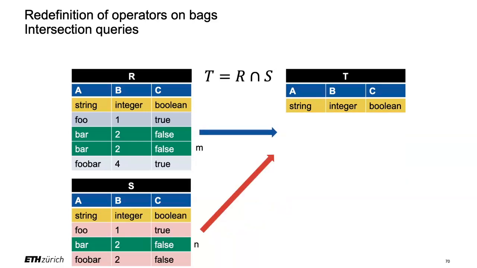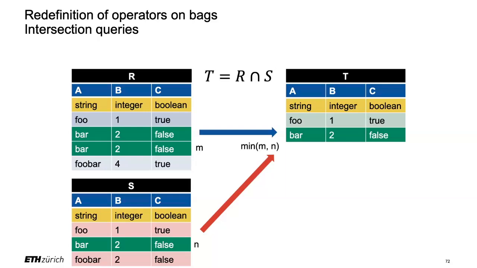You have m occurrences in R and you have n occurrences in S. How many occurrences will there be in the intersection? Yes? The smaller one, right? So indeed, the minimum of m and n. So that's what we do. It's slightly more involved than just taking it if it's on sets. Now you need to count. So the union is the sum, and for the intersection, we take the minimum number of times, okay?